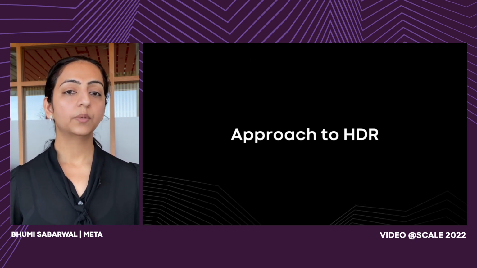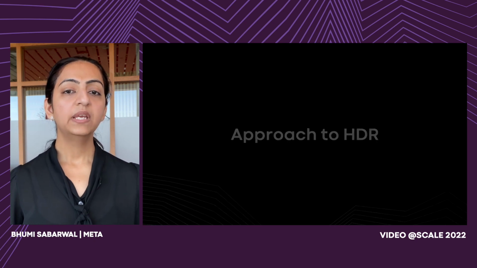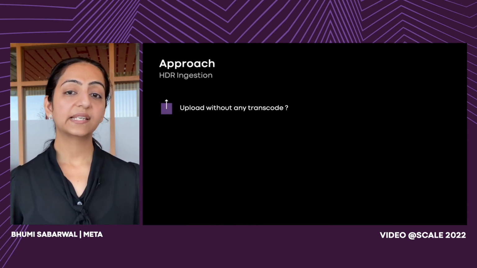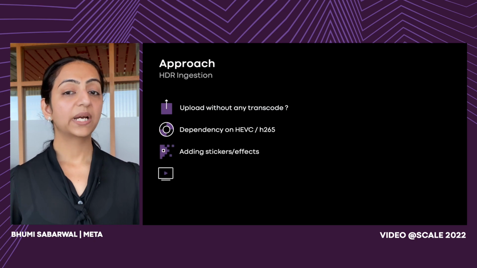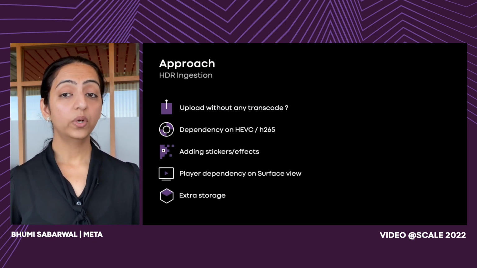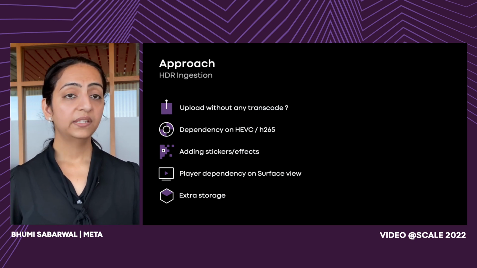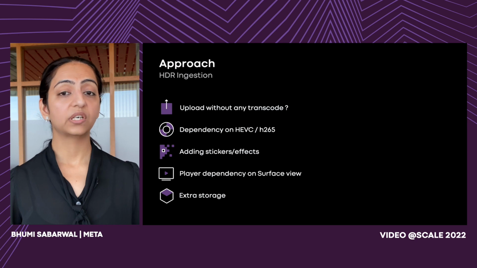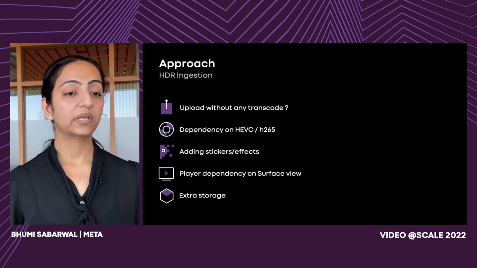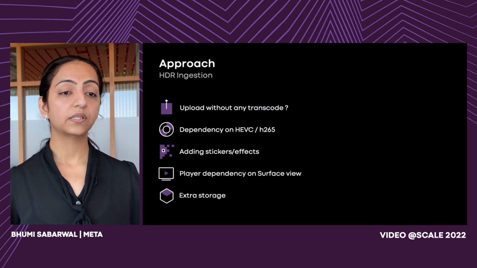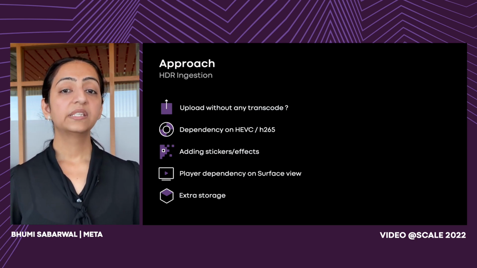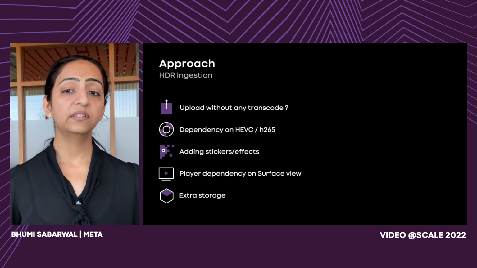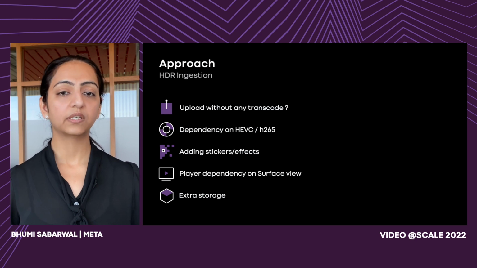So what should be the approach to HDR? The best way is to ingest as HDR. This might work for raw uploads. However, as soon as we need to apply any transcode or effects, there are additional dependencies with HDR processing. The first one is the dependency on HEVC or H.265, which is a higher standard codec. Stickers and effects in user-generated content are SDR, and they are often not compatible with HDR.